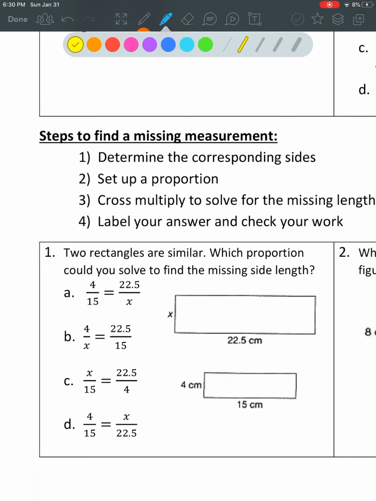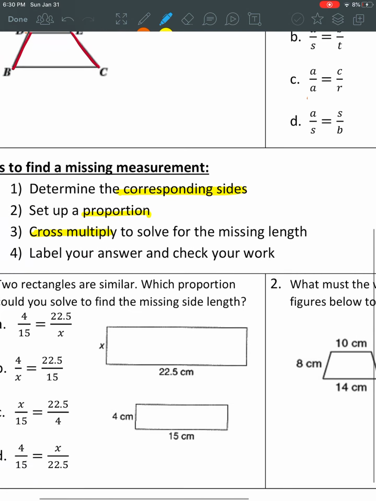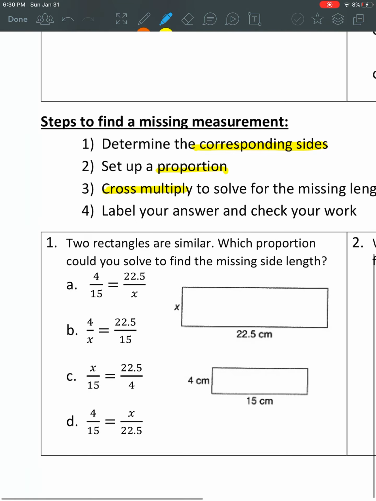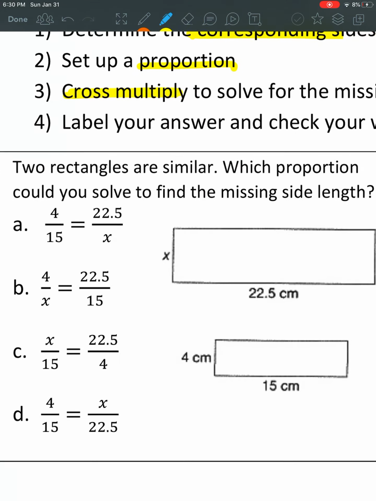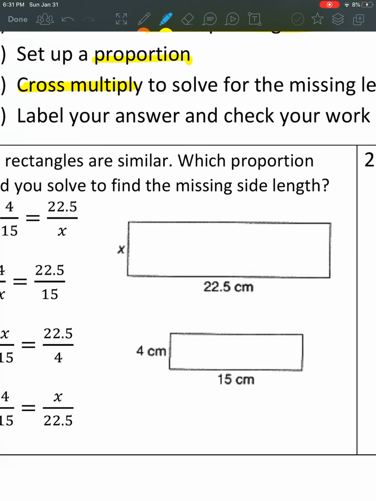Okay, now steps to actually find the missing measurement or side length. We will set up a proportion. We do that by finding the corresponding sides, setting up a proportion, and then cross multiplying to solve for the missing length. So how would we set these up? Let's find our corresponding side lengths.